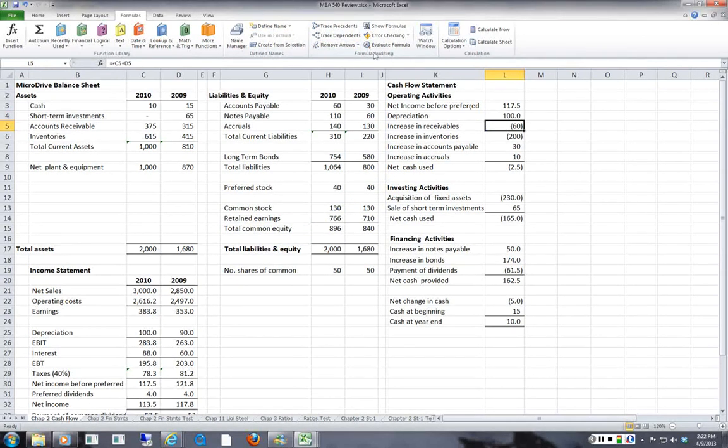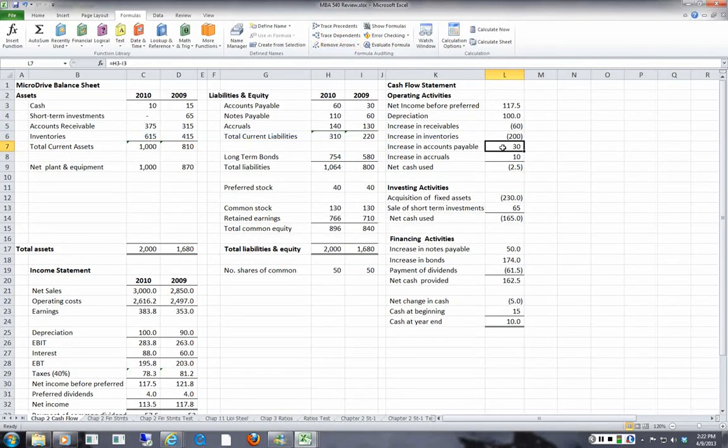Now we increased receivables, and you can see it. We went from 315 to 375, and that's an increase of 60. That increase reduces cash flow. The same is true with the inventories. Inventories go from 415 to 615. That's 200, so there was a 200 impact on cash flow for that.